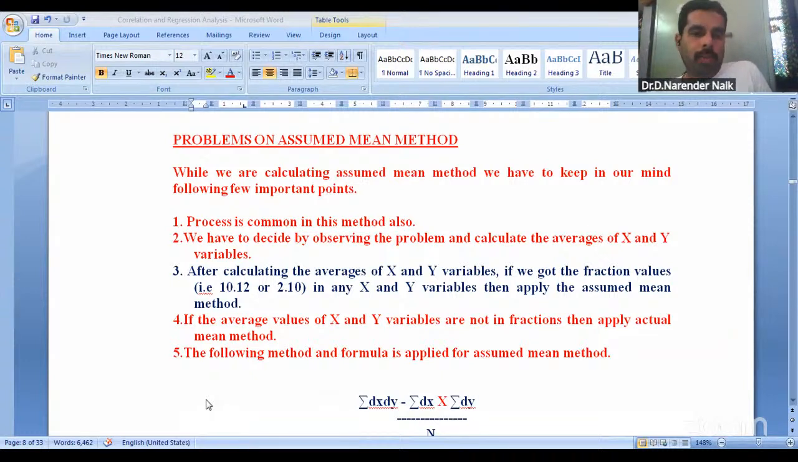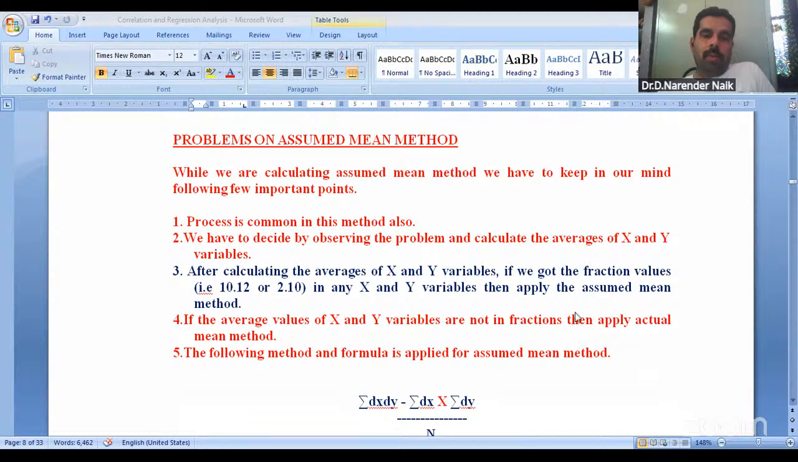Then the second point is that we have to decide by observing the problem and calculate the average of X and Y variables. After calculating the average of X and Y variables, if we get fraction values, that is decimals, like 10.12 or 2.10, in any X and Y variables, then apply the assumed mean method. If the average values of X and Y variables are not in fraction, that is decimal, then apply the actual mean method.